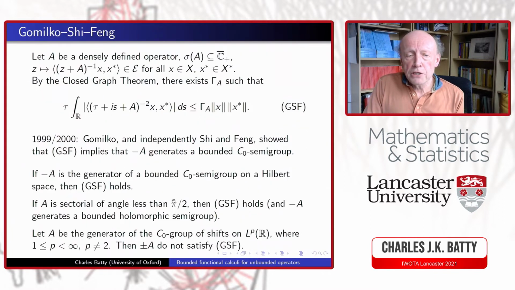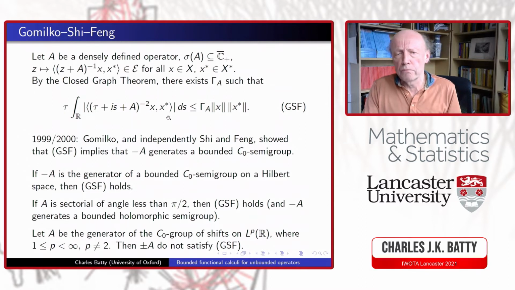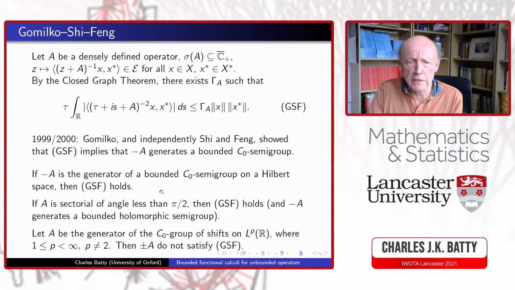If your operator A is sectorial of angle less than pi over 2, then GSF holds. And it even holds in operator norm instead of in this weak topology or weak estimation. An operator being sectorial of angle less than pi over 2 is equivalent to minus A generating a bounded holomorphic C0 semigroup.